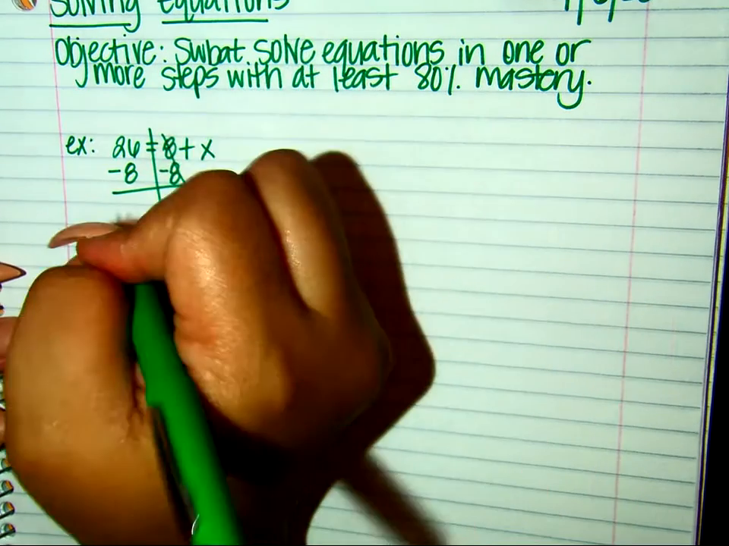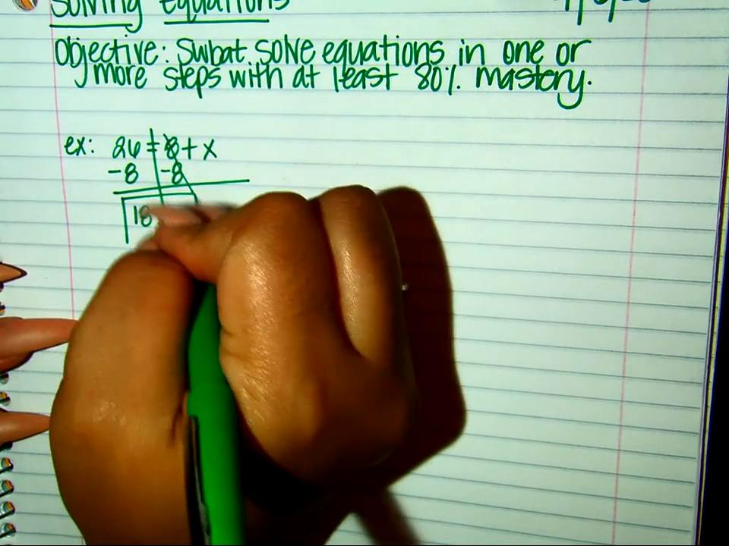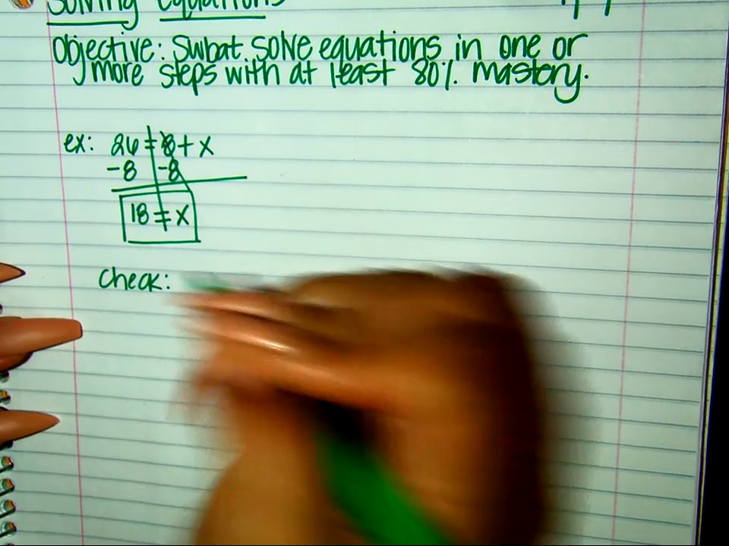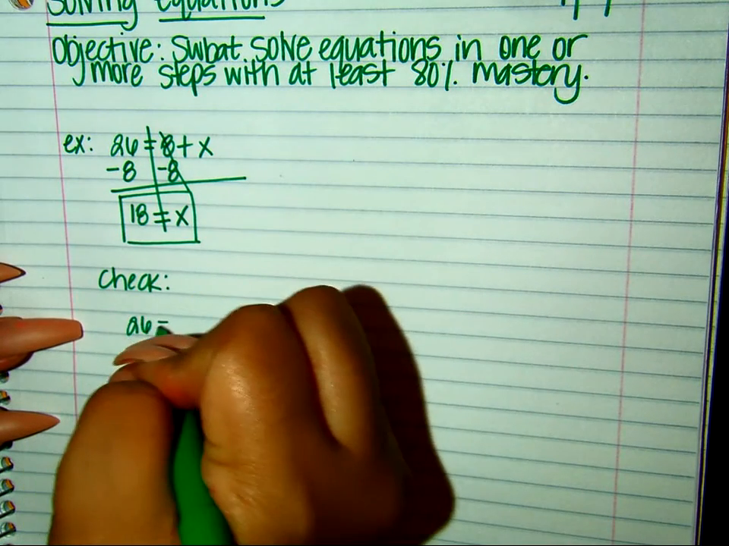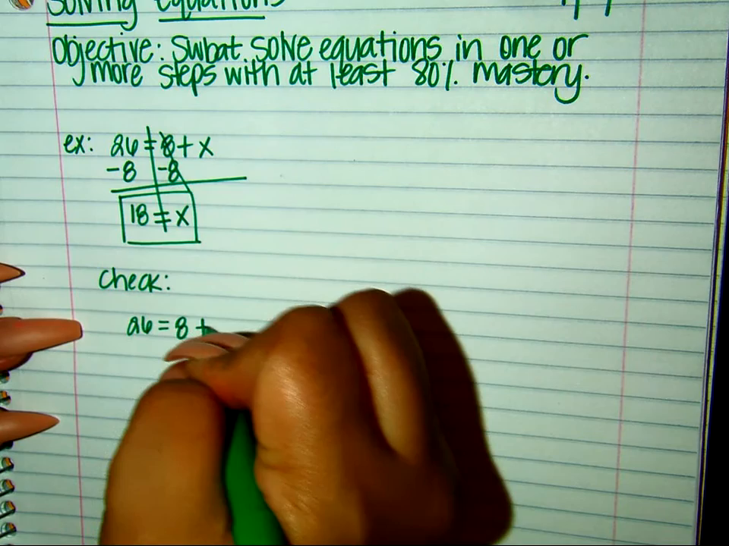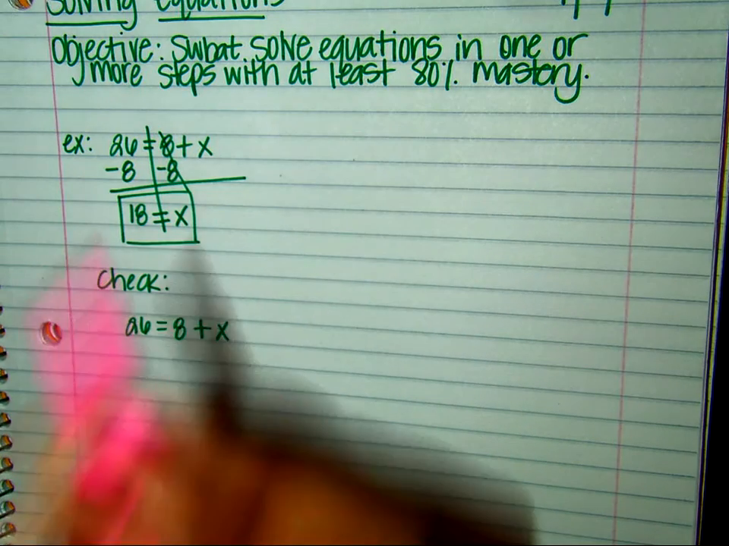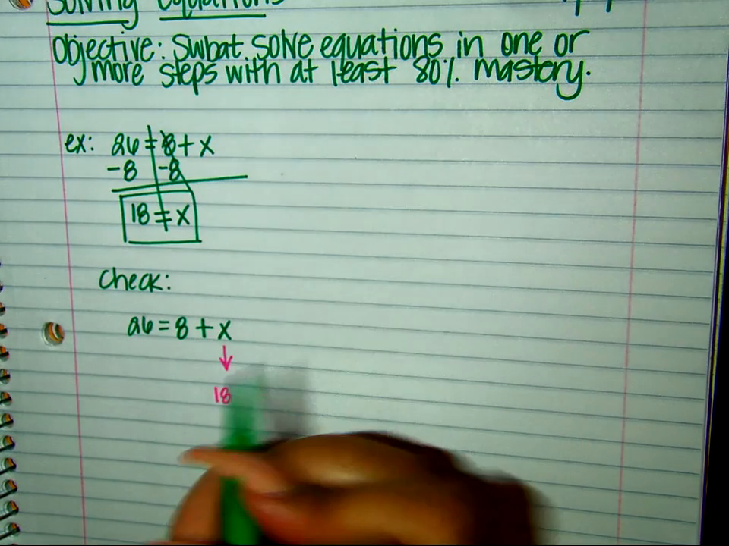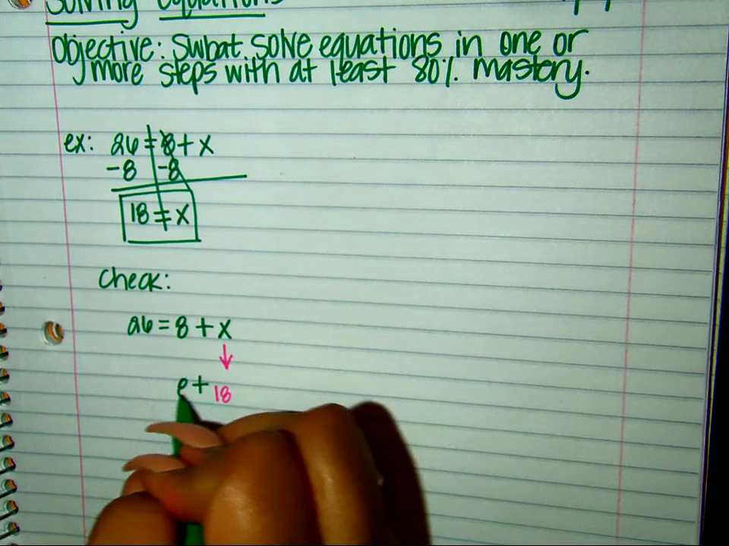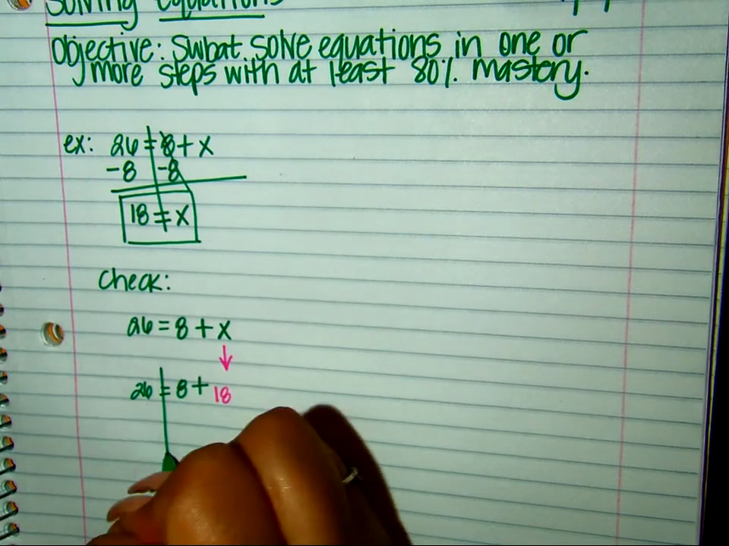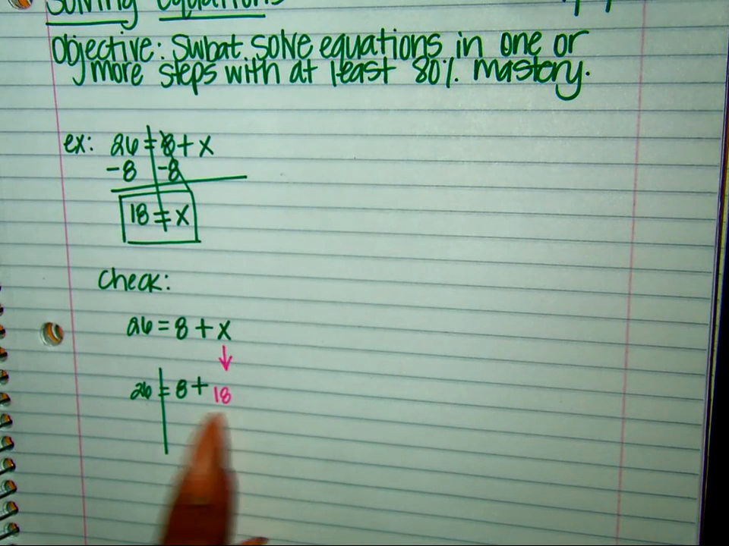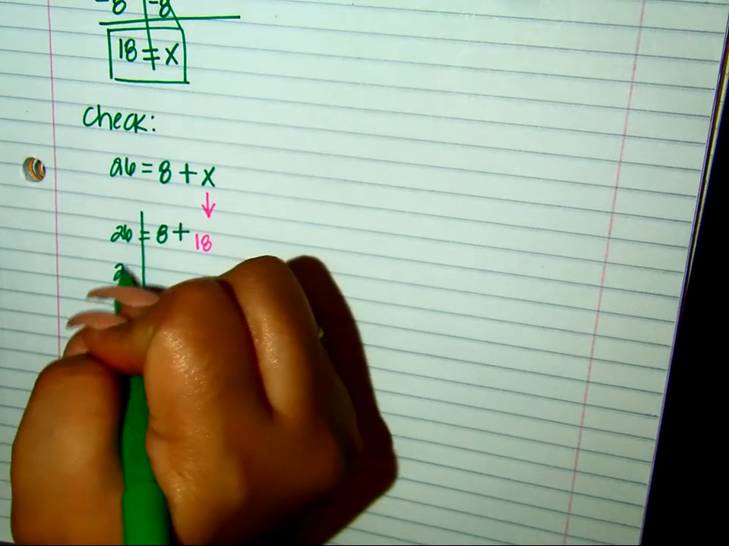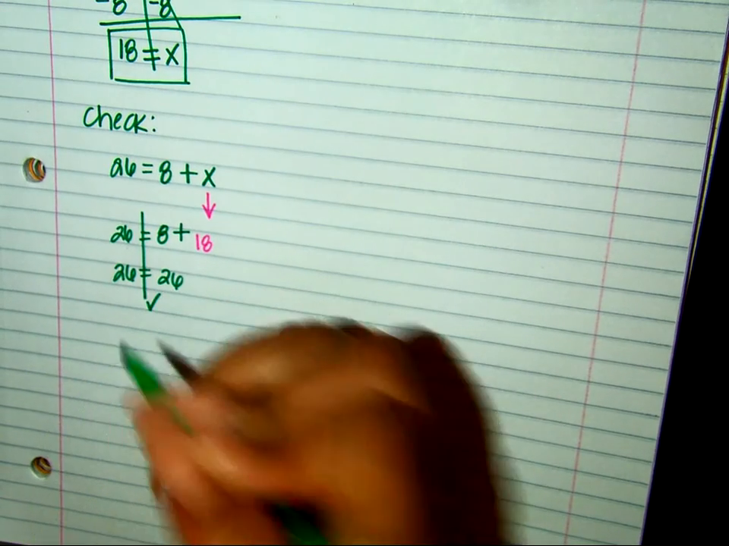26 minus 8 is 18. So x equals 18. You should always check your work. So in order to check your work, you have to plug in or substitute the value of the variable. In this case, x equals 18. So I'm going to put 18 right here where x goes. And now I want to make sure that this side of the equal sign equals that side of the equal sign. So 8 plus 18 does equal 26, so that means our answer is correct.